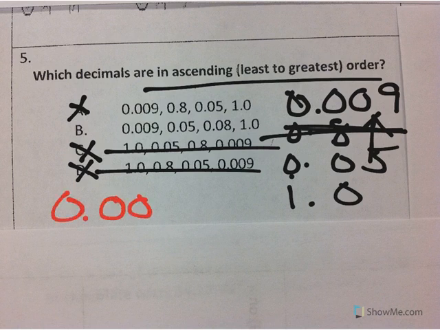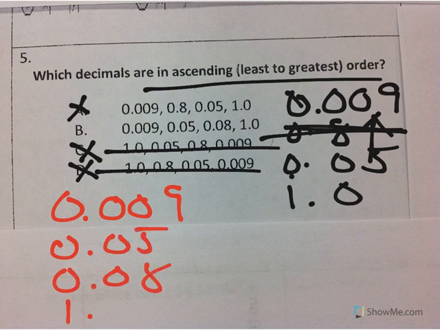So if I line them up, so if I start down, I got 0, so that's least. Zeros, so that's still least. 0.58, that's still least. So at this point, I prove that B is the correct answer.